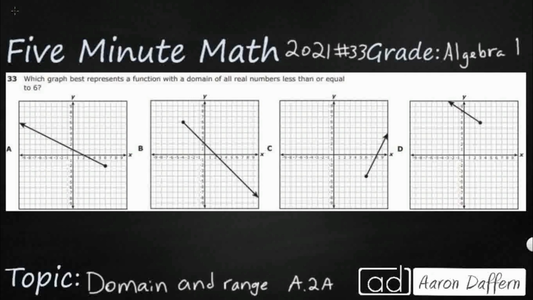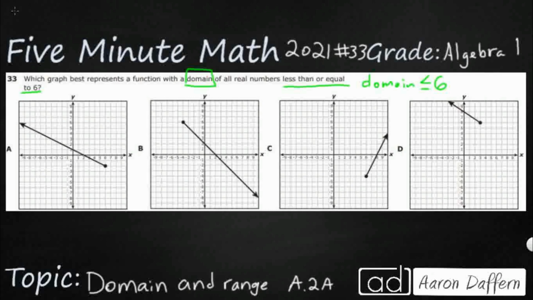So we have a graph here and we need to find the one that best represents a function with a big word here, domain, all real numbers less than or equal to 6. All right, so let's see if we can put that into an inequality here. Domain is all real numbers less than or equal to 6. All right, so we need to know what that domain means.